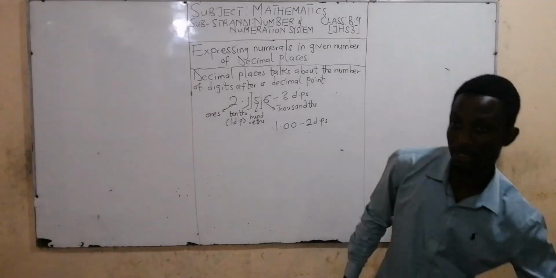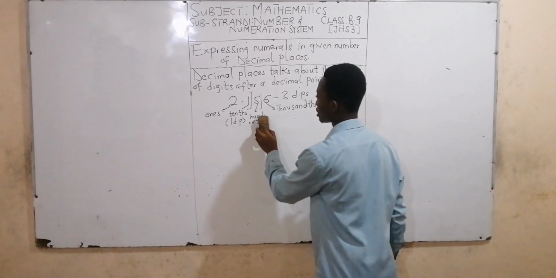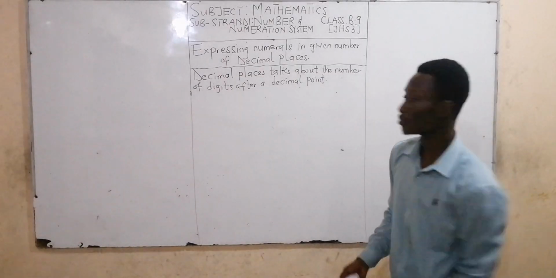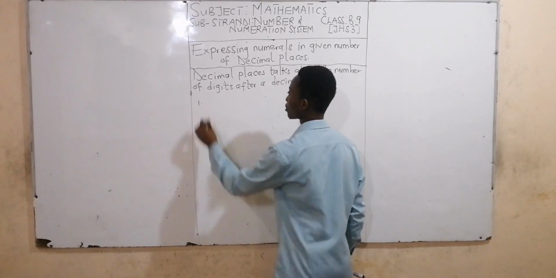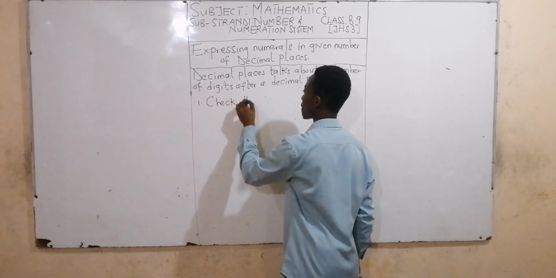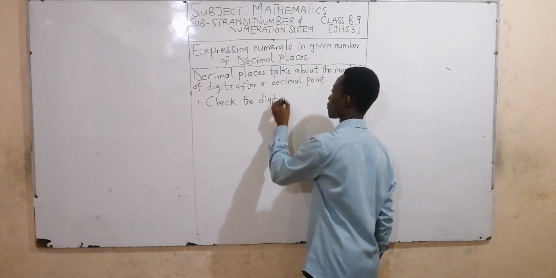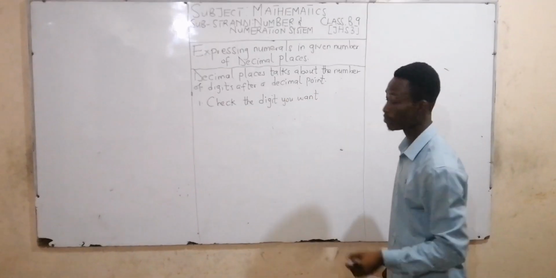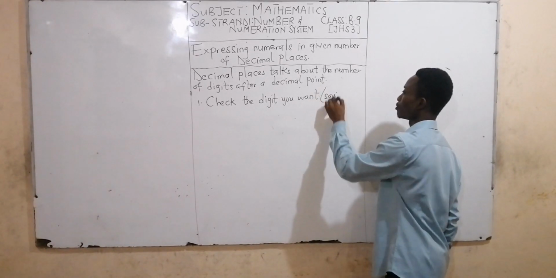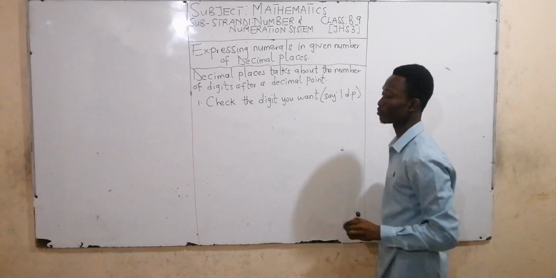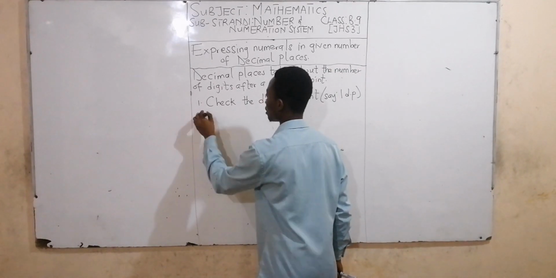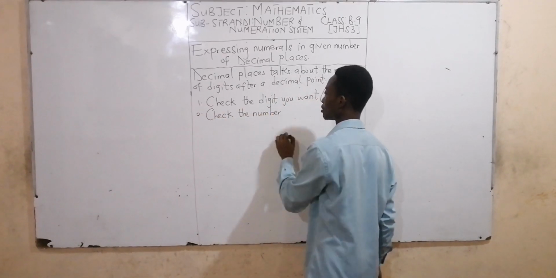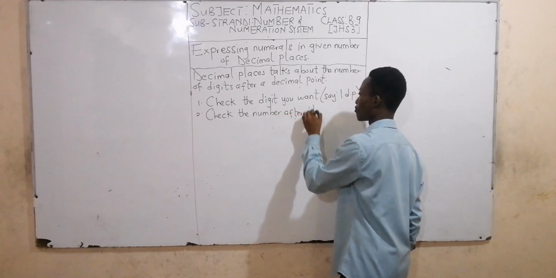Now there are rules concerning this before you can round or express numbers in decimals. There are rules. Now what are the rules? So rule 1, you check the digits you want. So in the question, what have we been asked? Have we been asked to leave in 1 decimal place, 2 decimal places, or 3 decimal places? So say 1 decimal place. So after you check those digits, now you check the number after it. That's the number after the digits you have gotten.